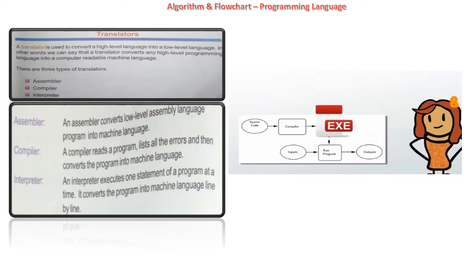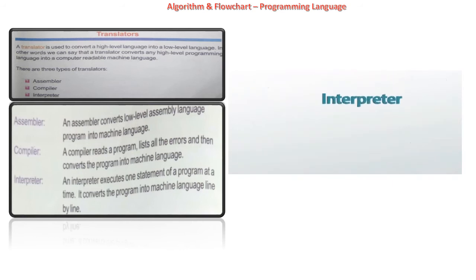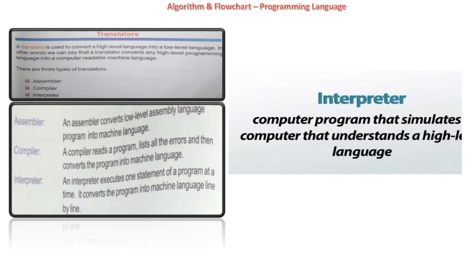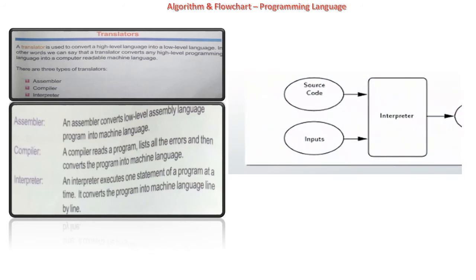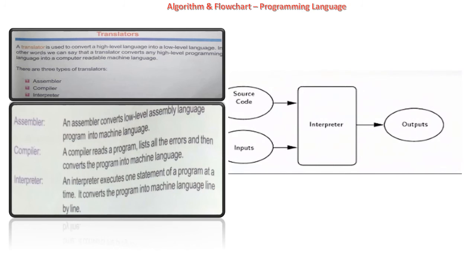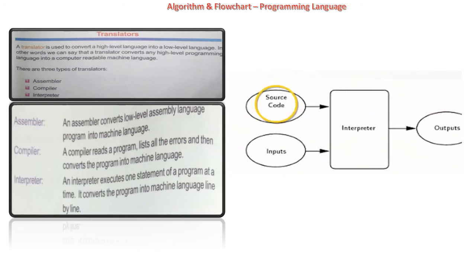There are three types of translators: assembler, compiler, interpreter. Assembler. An assembler converts low-level assembly language program into machine language.